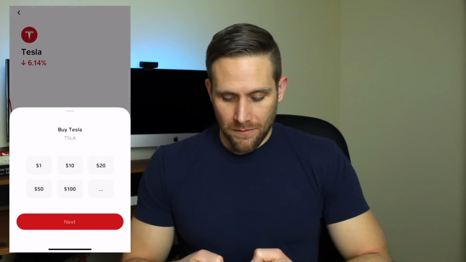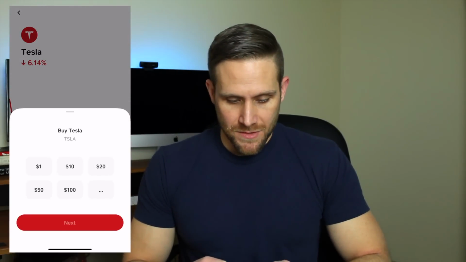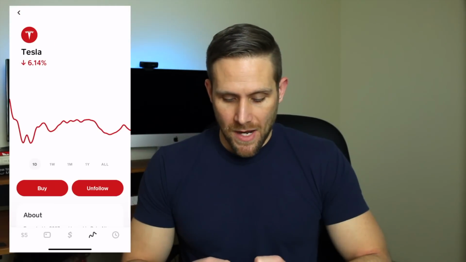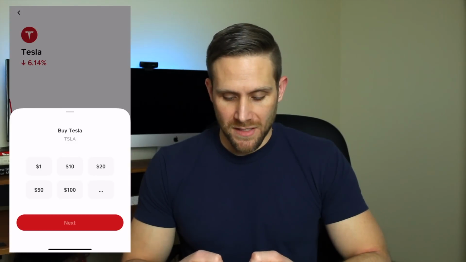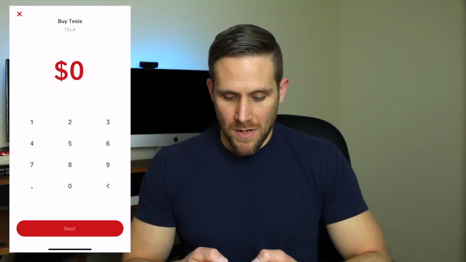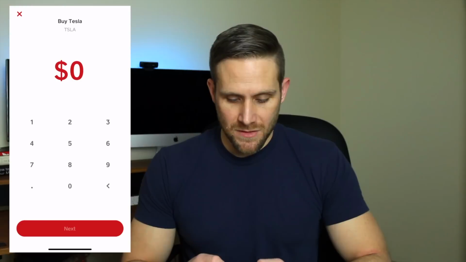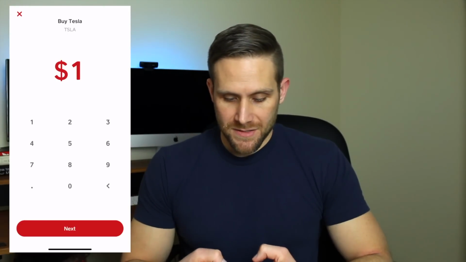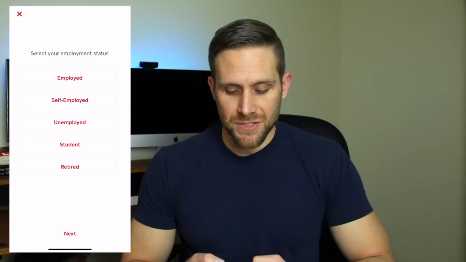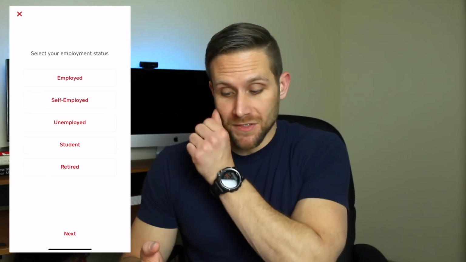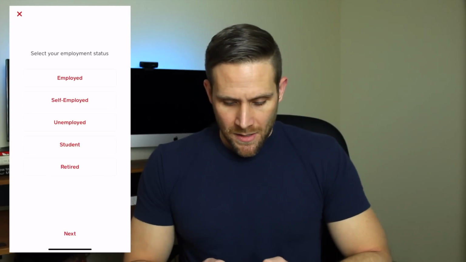We'll go to buy, and it looks like you can choose the amount. So you can choose a preset amount, which looks like $1, $10, $20, $50, and $100, or it looks like you can type in a certain amount. So in this case, I'm just gonna go with $1. Next. Oh, I have to fill out this information. Okay, because I haven't bought a stock before. So let's go through this together.